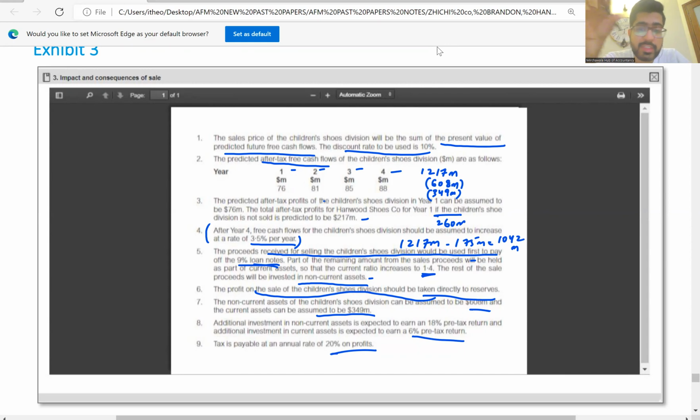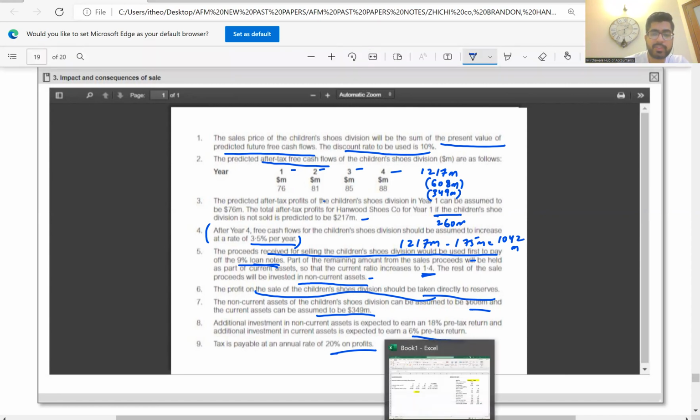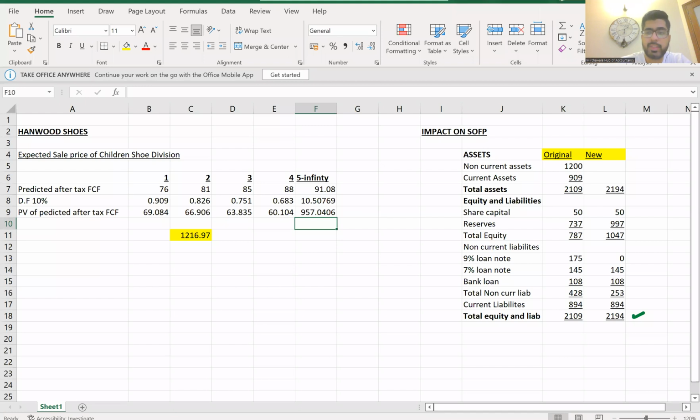Now you have to keep such current assets so that the current ratio increases to 1.4. This is what is written. Game over. Now, what is the existing current ratio? Existing current assets are 909 and existing current liabilities are 894. So the existing current ratio is 909 divided by 894, 1.01.